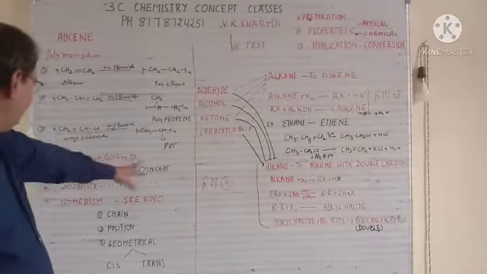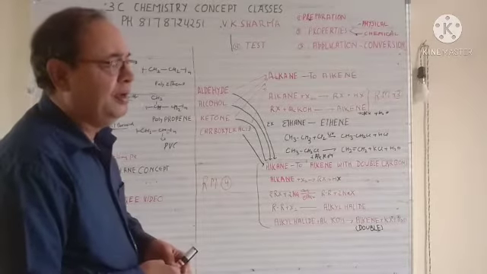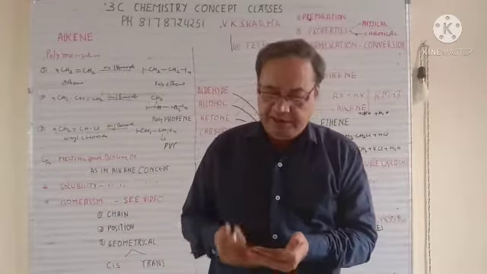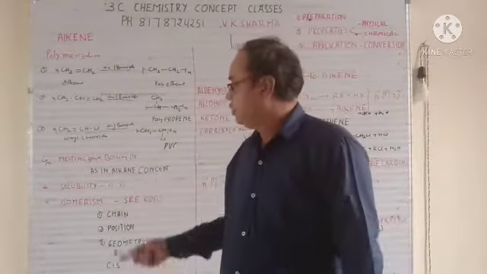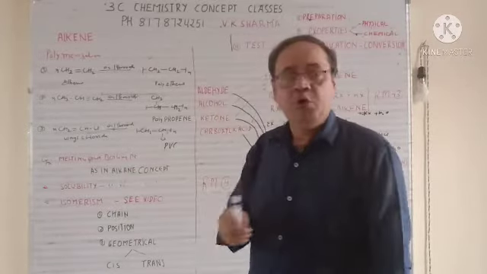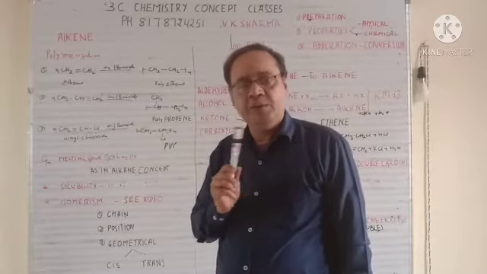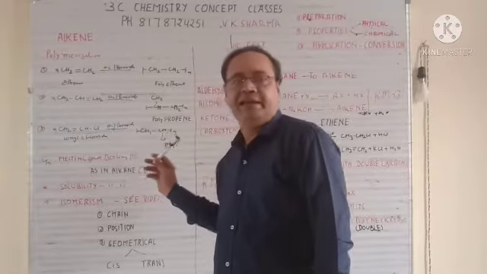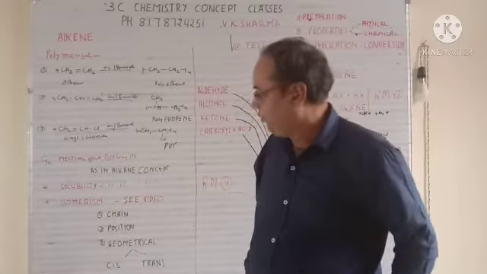Next is your melting and boiling point and solubility. I told you in my alkane topic, the concept will be applicable to alkane, alkene, alkyne, alcohol, aldehyde, ketone, all the groups. It will be the same. So the same concept is used here. I have told you this concept in my chapter on alkane. So just see my video of the alkane and see the melting and boiling point concept and solubility concept. The same concept you have to apply for the alkene. All those concepts will be applicable to alkene also.